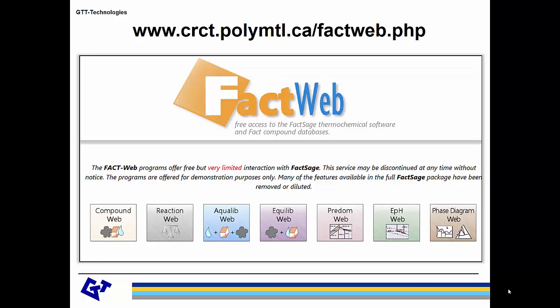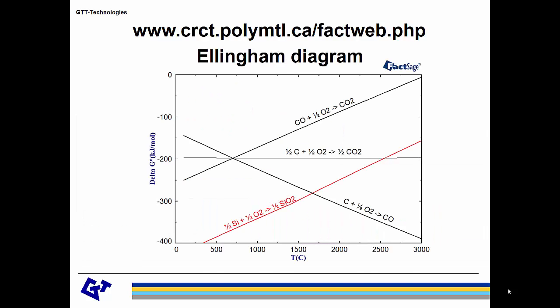A website offering free but limited thermochemical calculation abilities is the FactWeb. Here you can test some basic functionality of FactSage. For example, to describe carbothermal reduction of silicon dioxide, ReactionWeb can be used to calculate an Ellingham diagram. Such an Ellingham diagram is shown here.